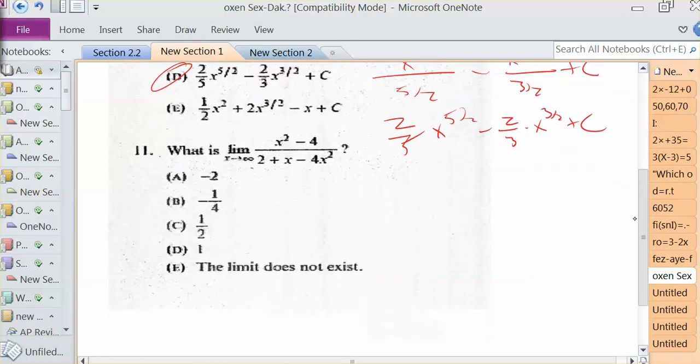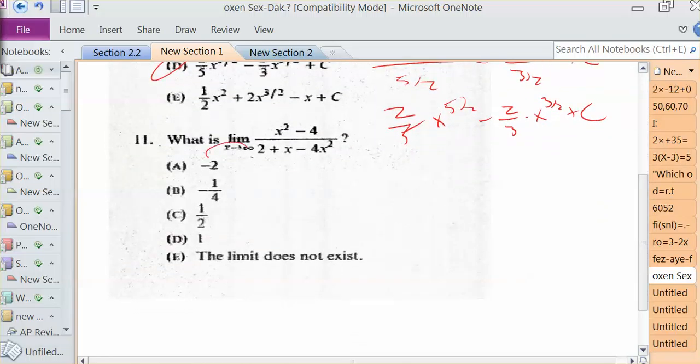Again, that's one you want to get through quickly. Because you have a limit as x approaches infinity, we're looking at the degrees. Negative 1/4. Boom. Move on. Don't want to take too long.